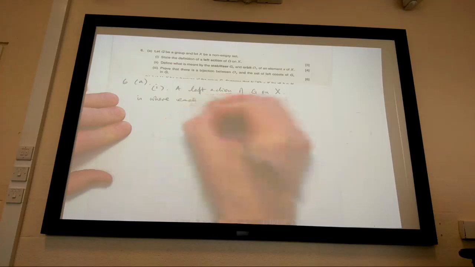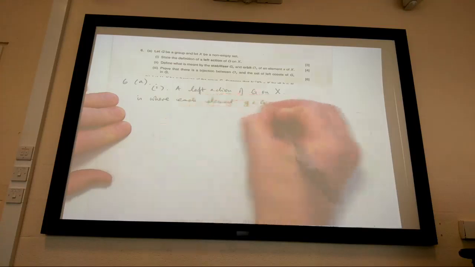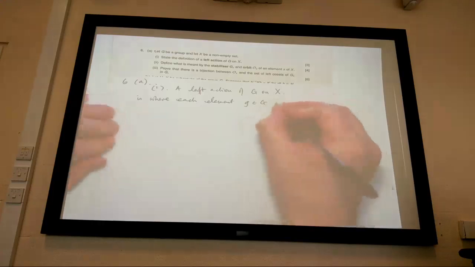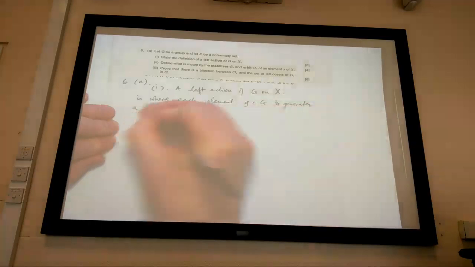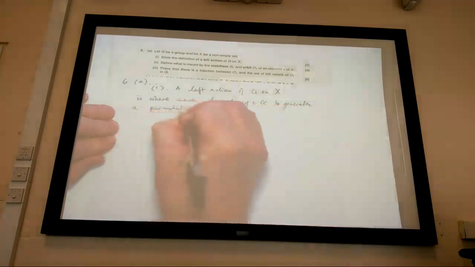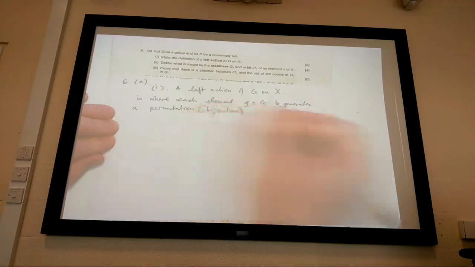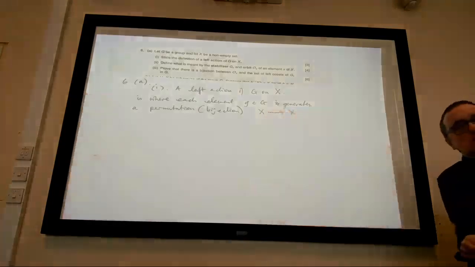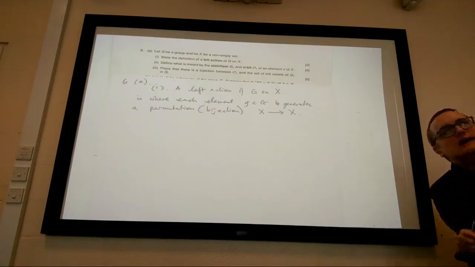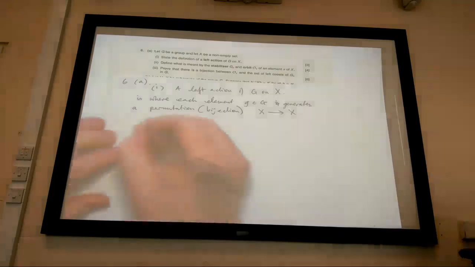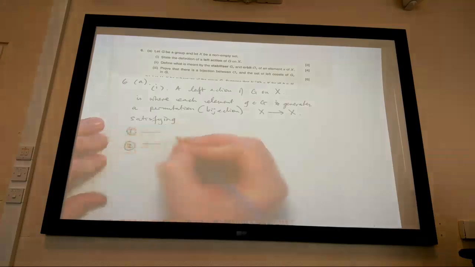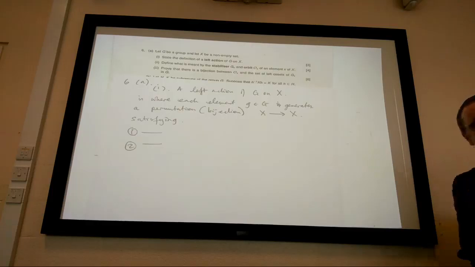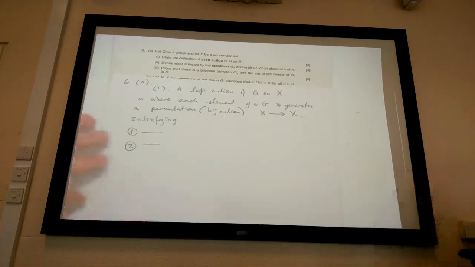Which was left and what's right? It's where each element g of G generates a permutation, meaning a bijection, a permutation X to X. So it's a way of assigning to each element from the group a mapping from the set X to itself, which satisfies two key properties that say that the group nature of G is respected by these mappings. And that means two things.